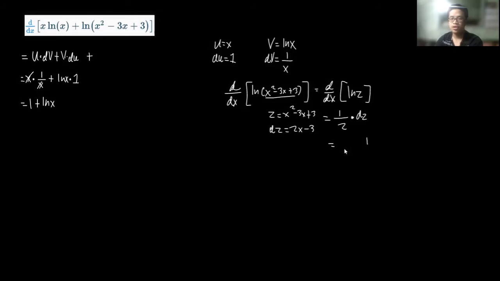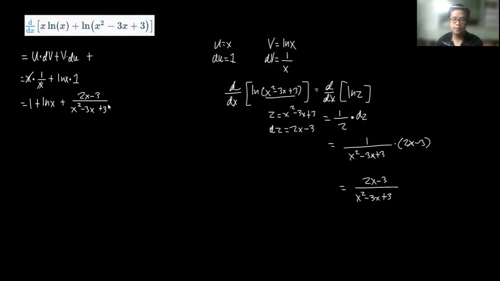So you will have your final answer. You'll have x squared minus 3x plus 3 in the denominator, times your dz, which is 2x minus 3. There you go. So therefore, you have 2x minus 3 all over x squared minus 3x plus 3. So I have my final answer for the second term, 2x minus 3 all over x squared minus 3x plus 3. So yeah, that's just my final answer.